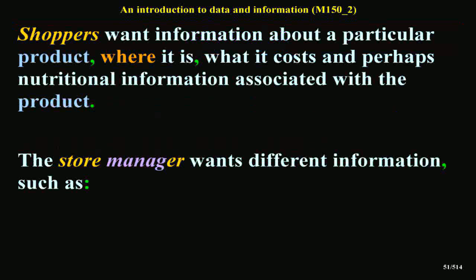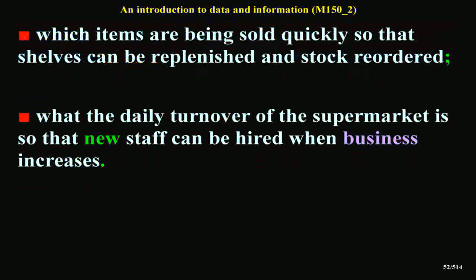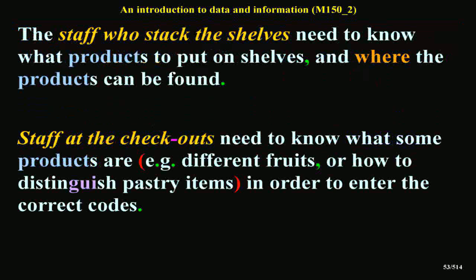Shoppers want information about a particular product, where it is, what it costs and perhaps nutritional information associated with the product. The store manager wants different information, such as which items are being sold quickly so that shelves can be replenished and stock reordered. What the daily turnover of the supermarket is so that new staff can be hired when business increases. The staff who stack the shelves need to know what products to put on shelves, and where the products can be found. Staff at the checkouts need to know what some products are, e.g., different fruits, or how to distinguish pastry items in order to enter the correct codes.